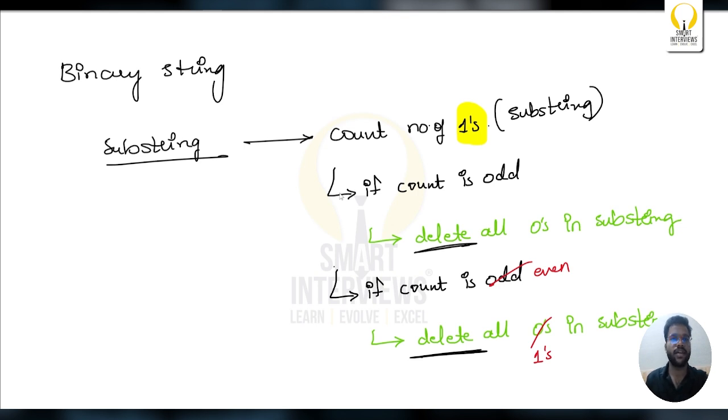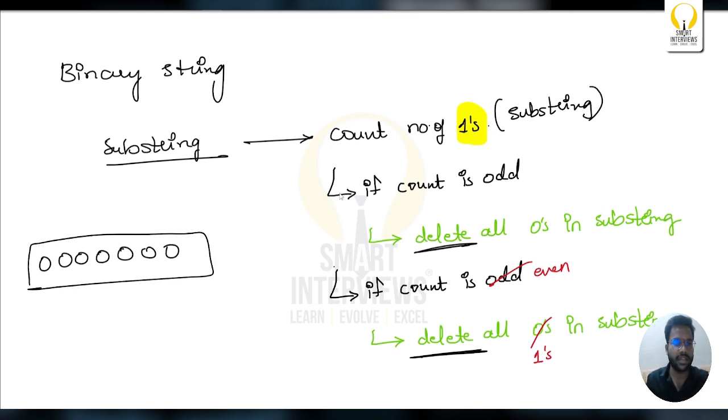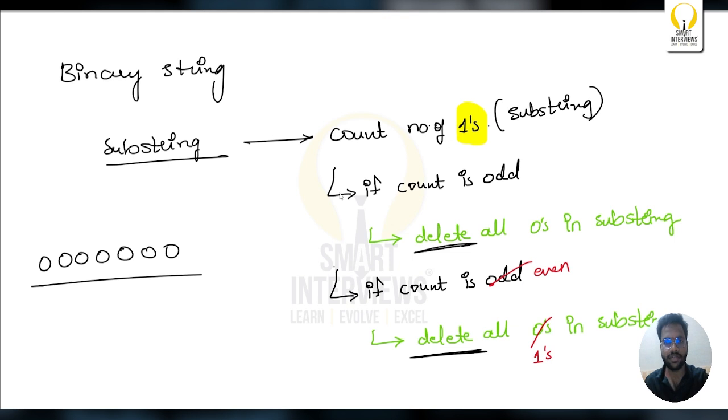Now, let's say this is a binary string that you got. Can you delete anything from this string? No matter what substring you choose, you cannot delete anything in this because you don't even have ones. So if you don't have any ones, you should simply print the length of the string because deletion is not possible.